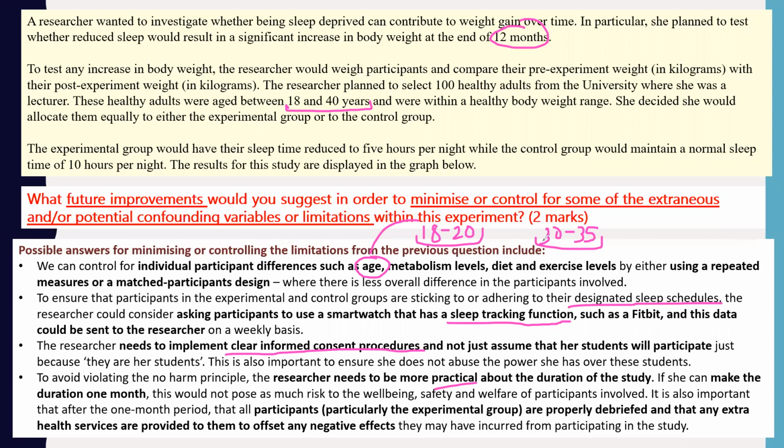The suggestion you can also add here is that rather than using convenience sampling in the future, maybe we can use random sampling, okay, to ensure that everyone has an equal chance of being selected there. Okay, so that's the basic idea. So any two of these points would have got you 2 marks there. Okay, so let's have a look at the next question.